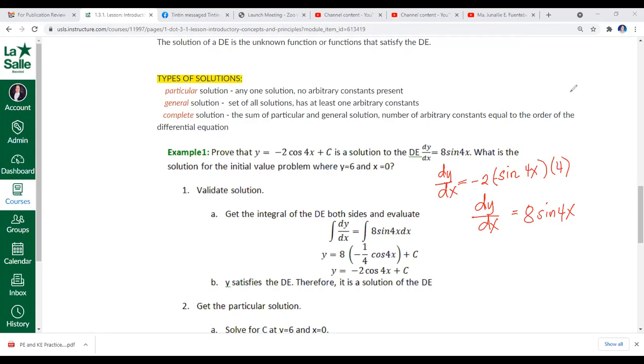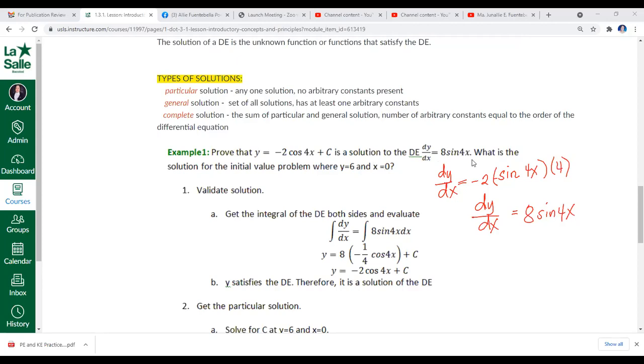So what can you say? This dy dx, which is 8 sine 4x, is actually the differential equation that was given to you. So you were just simply asked whether this is really a solution of this differential equation. And it is, because it gave you the differential equation. Okay? Now you have already validated and proved that this is a solution of this particular differential equation.